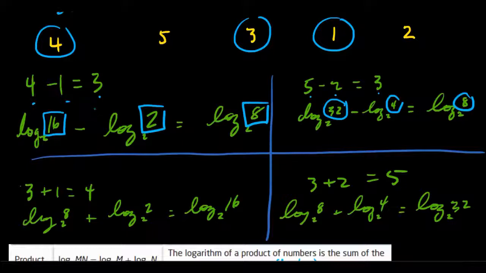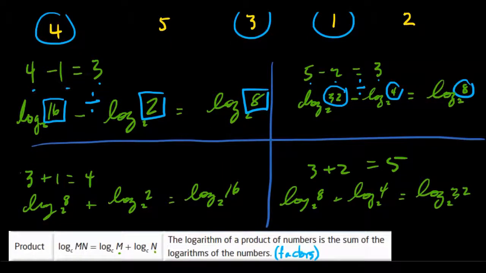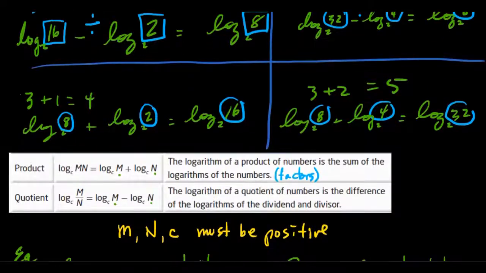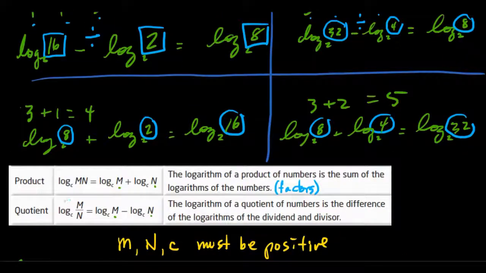We noticed that when these numbers are divided, they give the number that's in the resulting log. Consequently, we also found that when we add the numbers and replace the logs with those numbers, we see 8 and 2 equals 16, 8 and 4 equals 32, which gives rise to the product and the quotient laws of logarithms. So I'm just going to show that on the screen now.